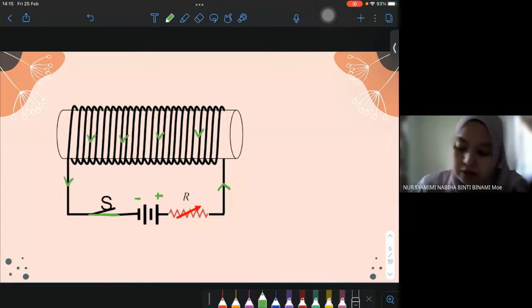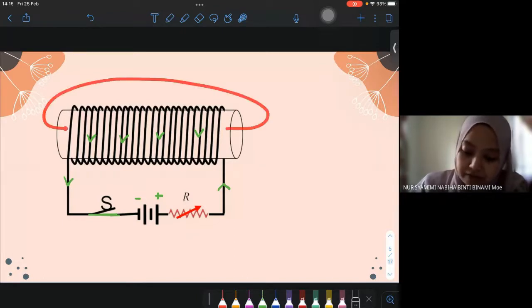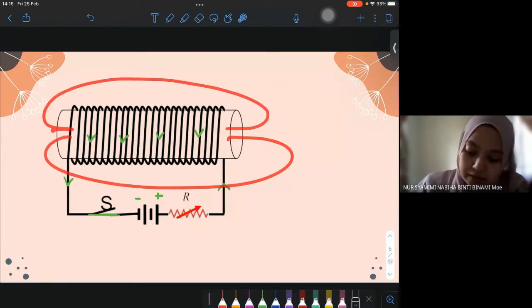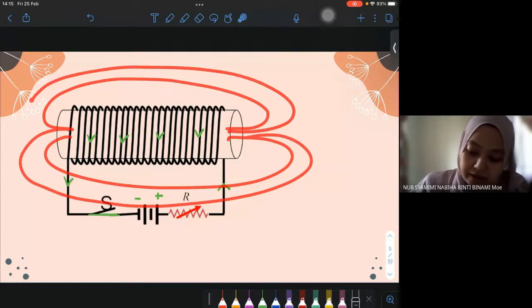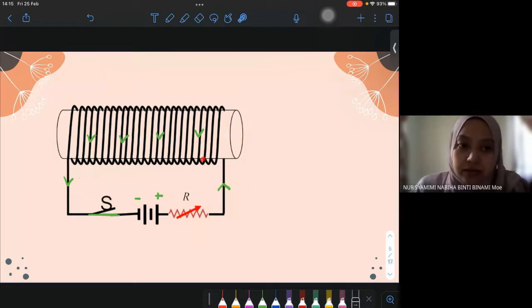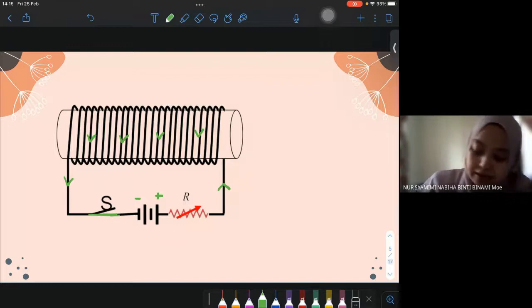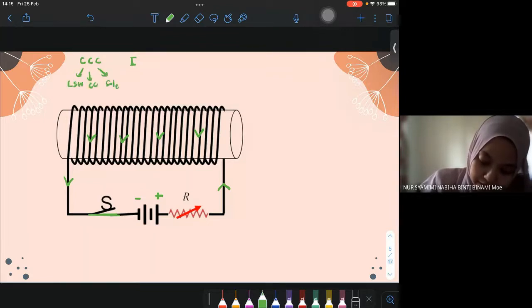So bila current flow, akan ada magnetic field di sekeliling dia. Bila ada current flow, current carrying conductor, which is long straight wire, circular coil and solenoid, yang mengandungi current akan menghasilkan magnetic field.